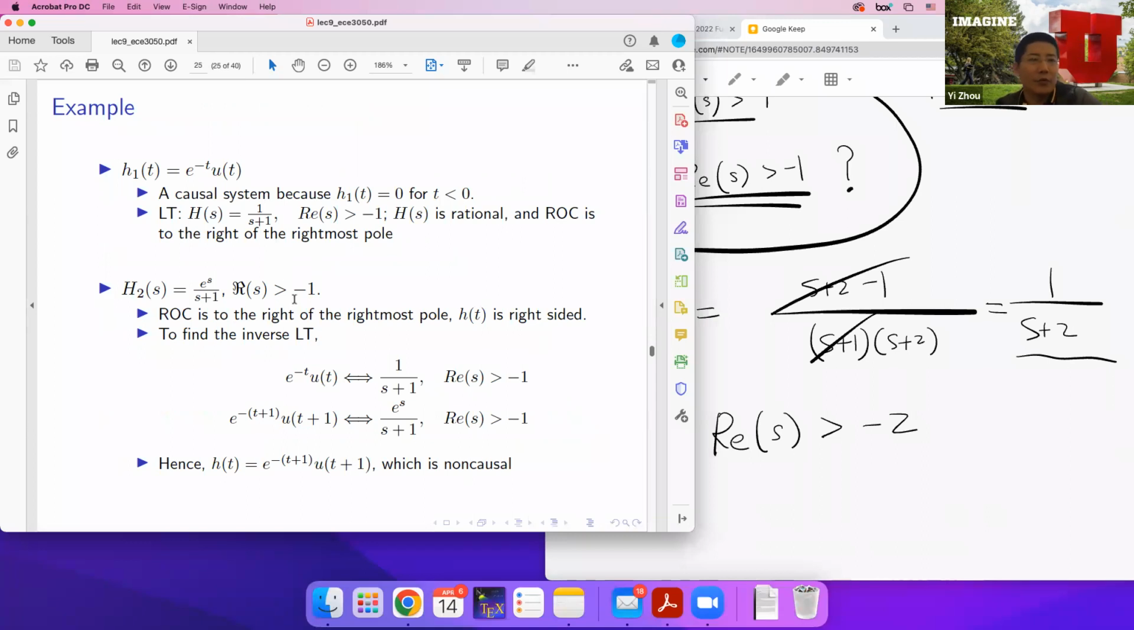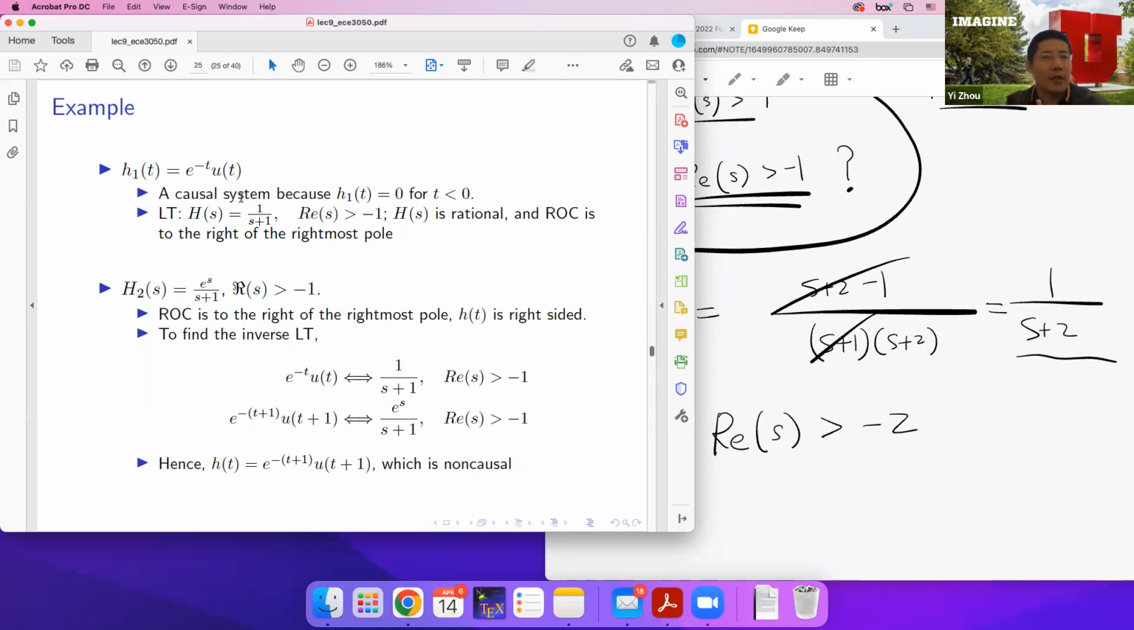And here we have some examples corresponding to this point. Let's say we are given an LTI system with this impulse response. We can see that this impulse response is a causal signal, so by definition, this is a causal LTI system. And then we can verify this fact by looking at the Laplace transform. Given this signal, we can calculate the Laplace transform. Referring to the table, we have this Laplace transform and this region of convergence. This ROC is right-sided because the signal is right-sided. They are consistent.